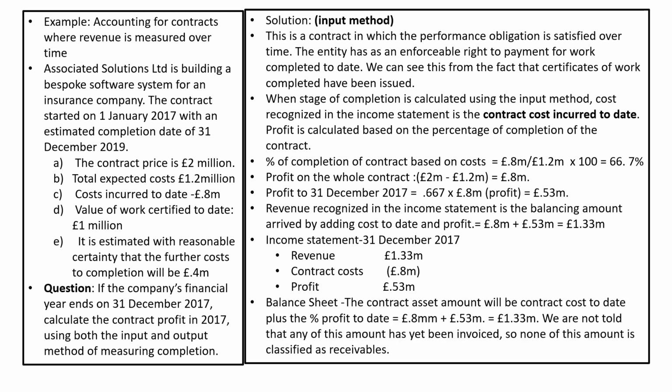And so far as the balance sheet is concerned, the contract asset amount will be the contract cost to date plus the percentage of profit to date, which gives us 1.33 million. We're not told that any of this amount has been invoiced, so none of this is classified as receivable.